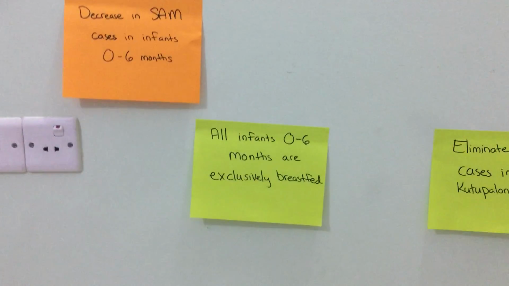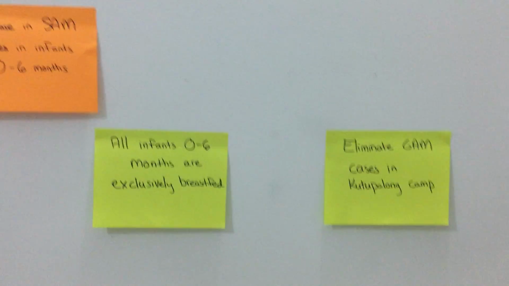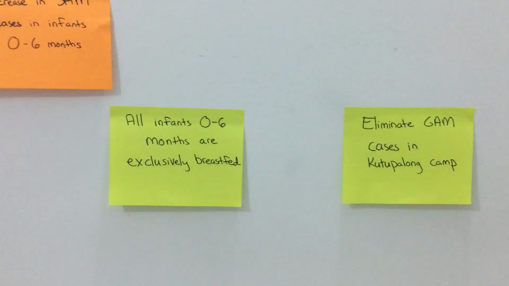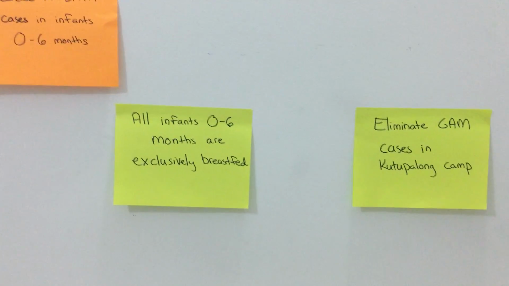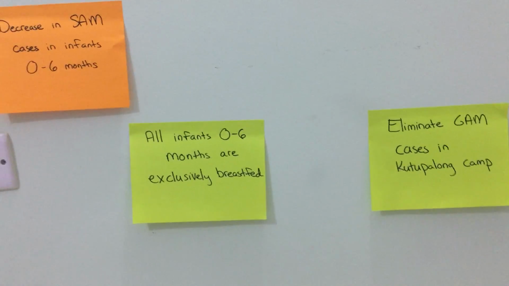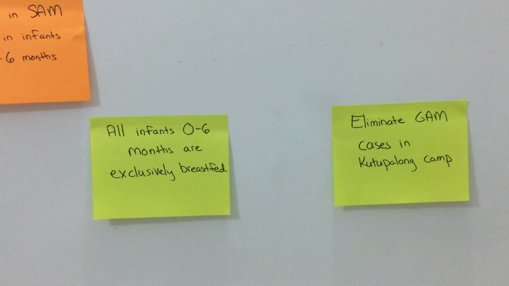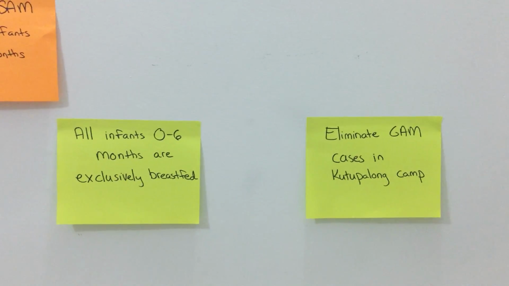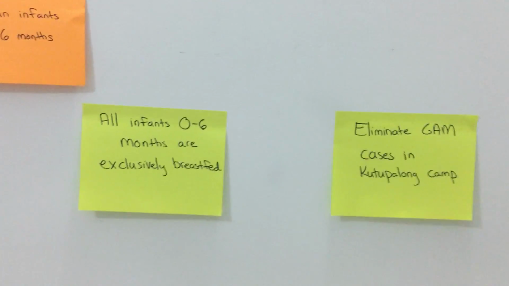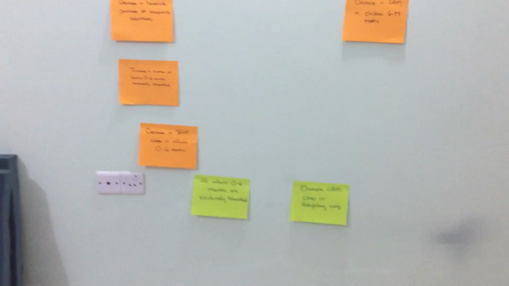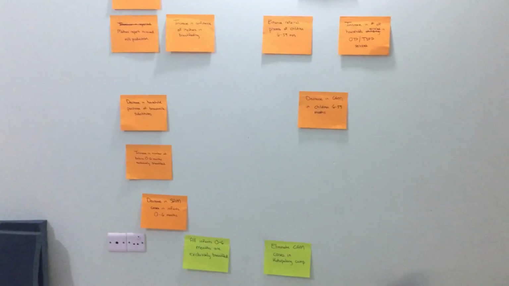So this so-that chain is ultimately leading down to that longer term impact of seeing fewer SAM cases in the camp, and ultimately leading to the goal that all infants 0 to 6 months are exclusively breastfed. And it also does feed into our other goal of eliminating GAM cases, because SAM is a type of GAM. It's one of the types of malnutrition that we look at. So this activity chain leads all the way down to both goals.